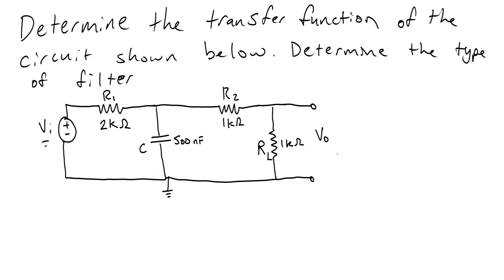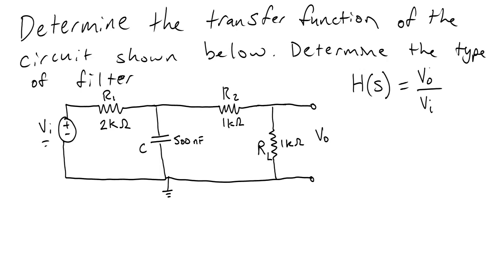So the first thing here: we want the transfer function. We usually write transfer functions as H of s. The transfer function is the relationship between the output voltage over the input voltage. So that's basically the gain. What are we gaining from this circuit? What's the ratio of the output voltage relative to the input voltage? That's what we're looking for.